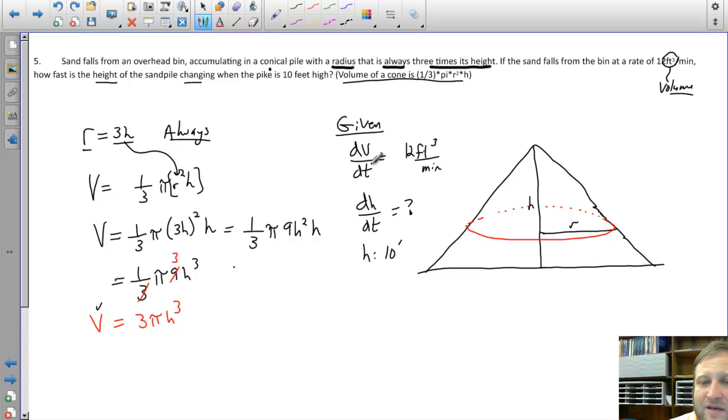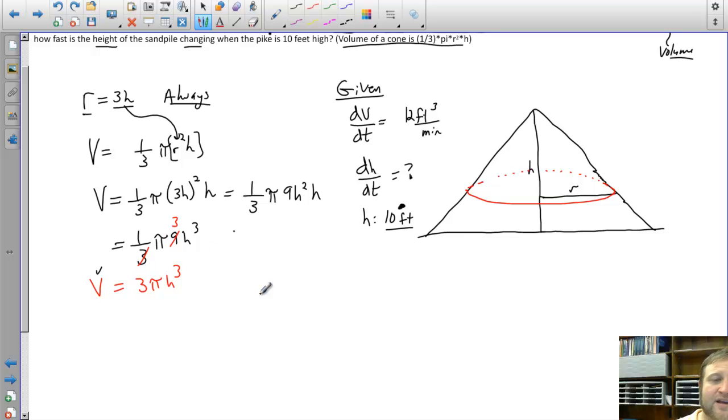So here's what I'm given. Here's what I'm looking for. I'm given dV/dt. I know I'm looking for, and I'm not going to say h prime, I just want to say dh/dt here to make sure there's no confusion. So let's go ahead now and take our derivative.